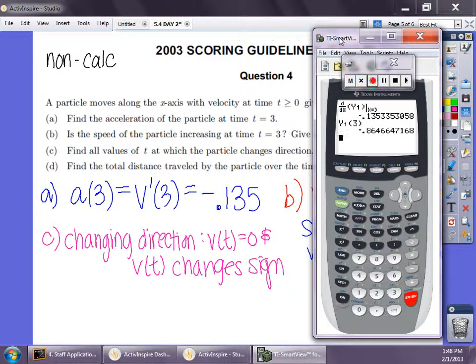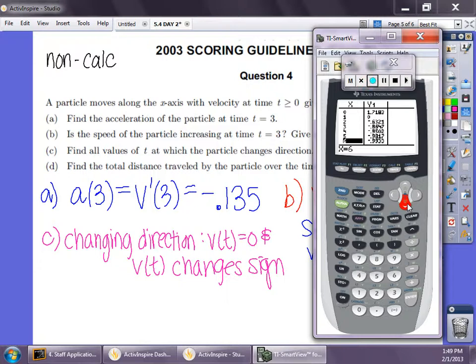So let's go to window. I want my x's to go from 0 to 10. And since I don't know what my y values are going to look like, I'm actually going to look at the table from 0, 1. Okay, so here we go. If you look at the value at 0, the velocity is 1.7. At 1, the velocity is 0. And after that, it's negative. But the values are really close to negative 1.